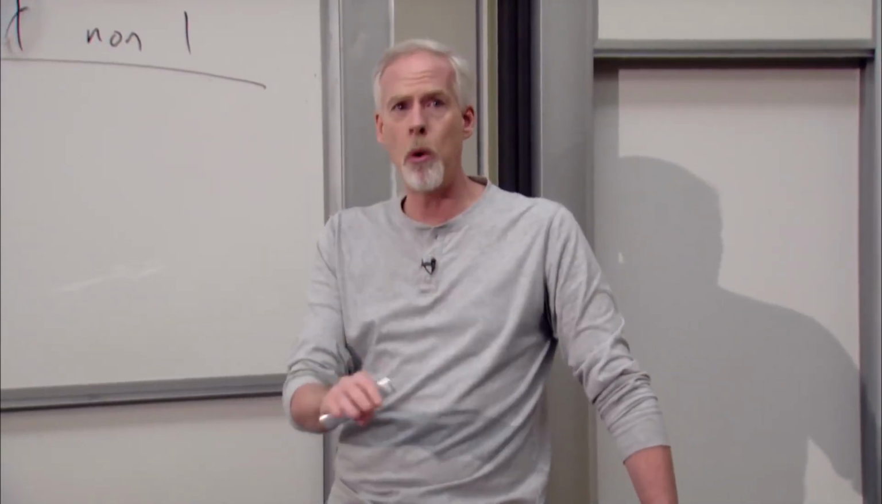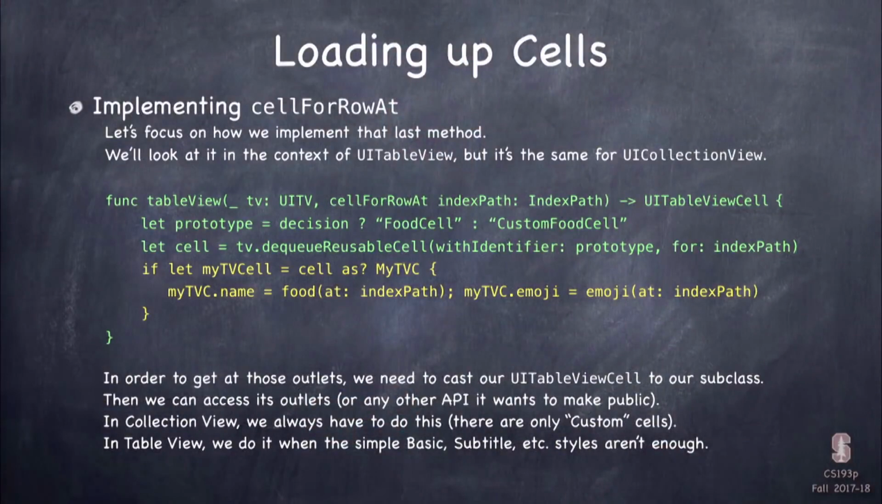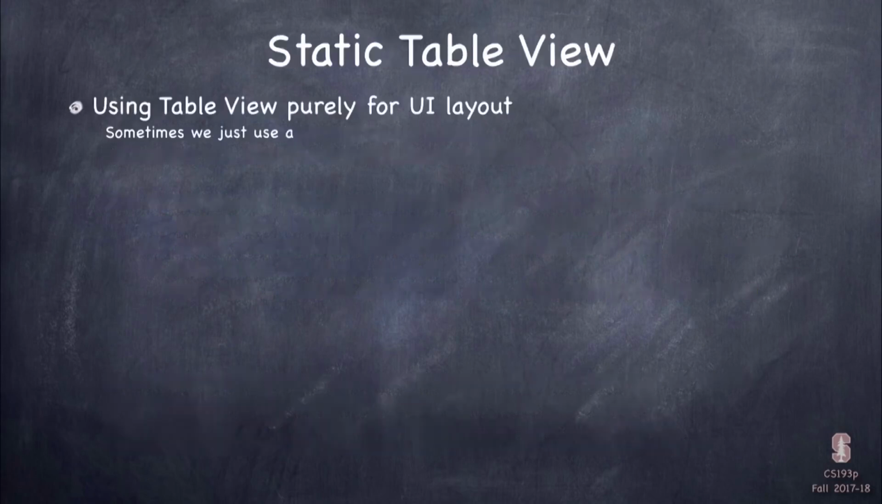So that's it. That's how you load up cells. In collection view, you always have to do it this way. Okay, collection view has no basic or subtitle. And in table view, anytime you have anything more than just the simple cells, you have to do it this way. But it's done exactly the same way in both collection and table view.